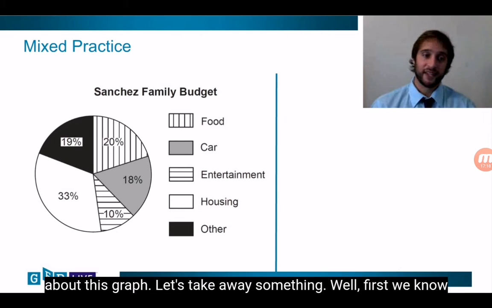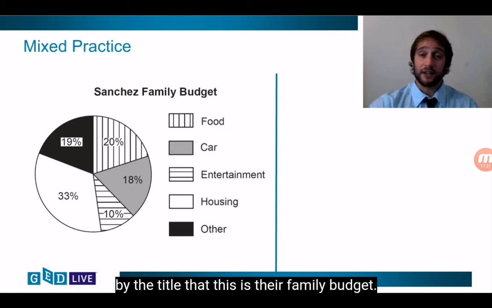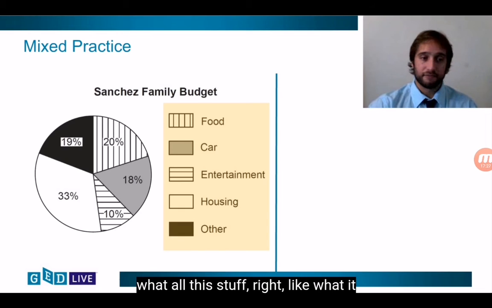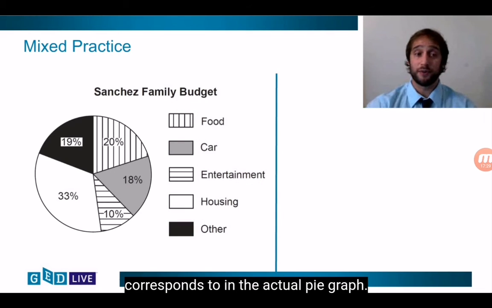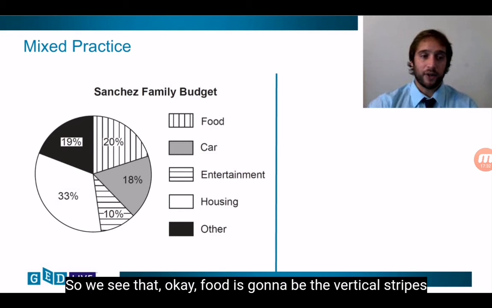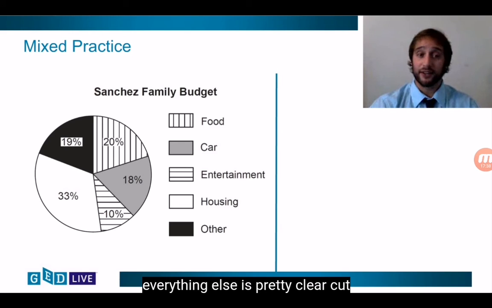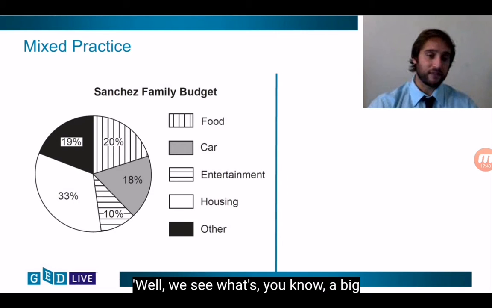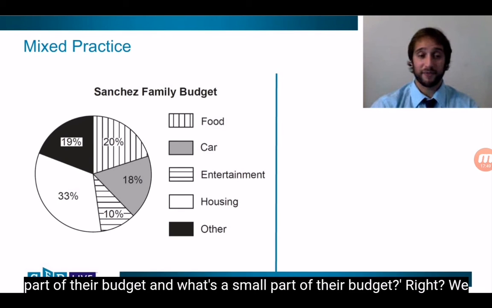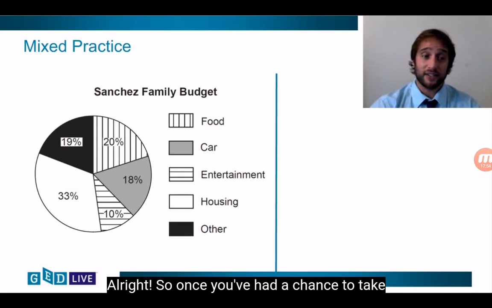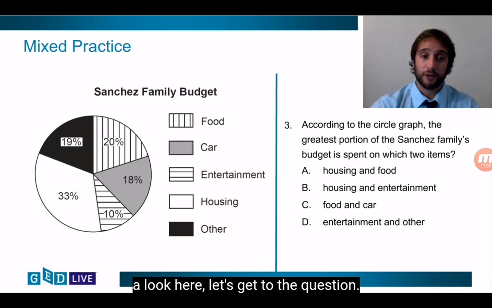Let's take away something. Well, first, we know by the title that this is their family budget. If we look here at the legend, we can see what all this stuff corresponds to in the actual pie graph. So we see that food is going to be the vertical stripes and entertainment is going to be the horizontal stripes. Everything else is pretty clear cut in terms of the color coding. And we could take a quick look there and say we see what's a big part of their budget and what's a small part of their budget. We can see how all these things fit together. All right, so once you've had a chance to take a look here, let's get to the question.